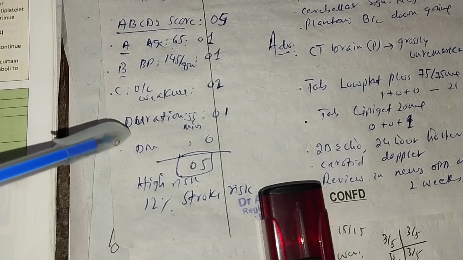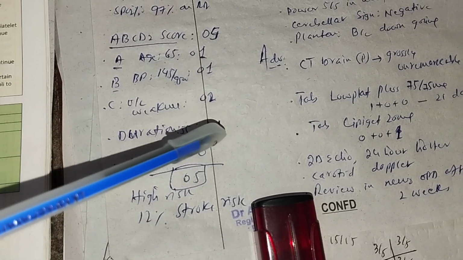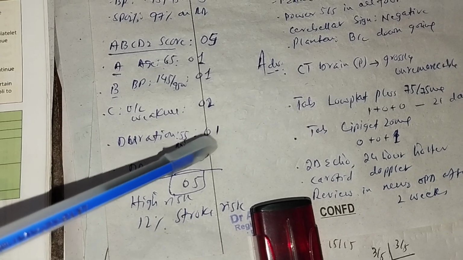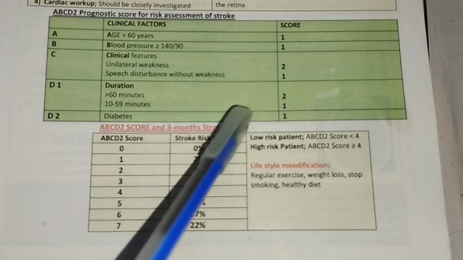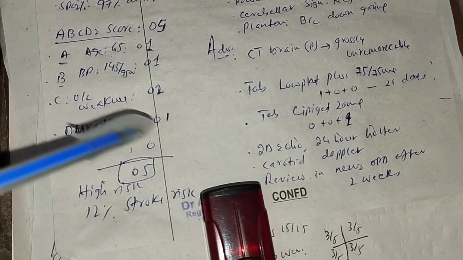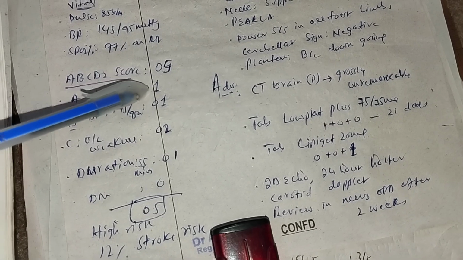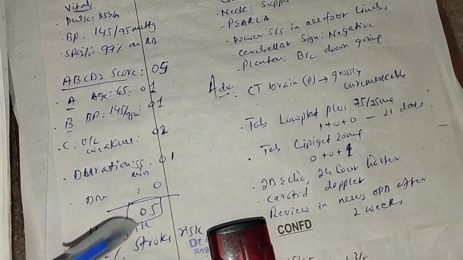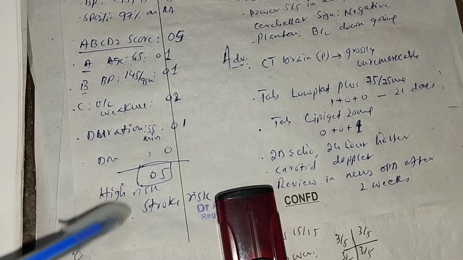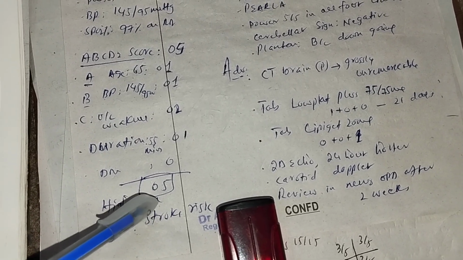Now the duration of this clinical feature was 55 minutes, and that is less than 1 hour, so the score will be 1. If you can see here, if the duration is from 10 minutes to 59 minutes, the score is 1. And this patient doesn't have diabetes, so the score is 0. Now 1, 2 and 2, 4, and this one 5. So the ABCD2 score for this patient was 5, and this patient has a high risk for stroke.